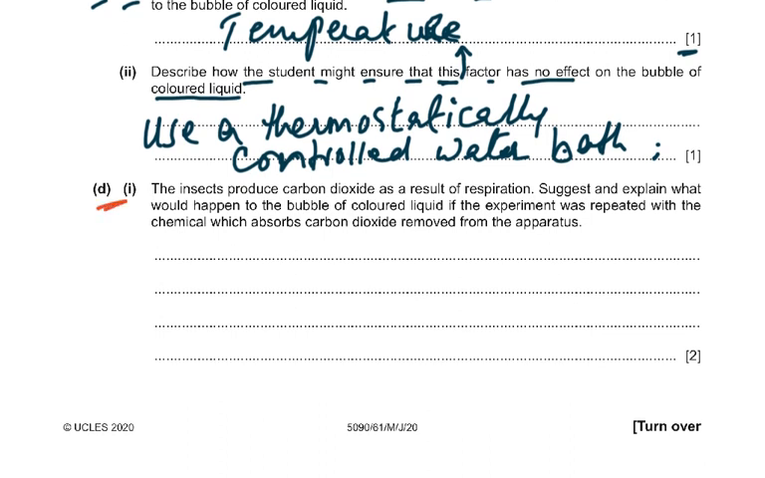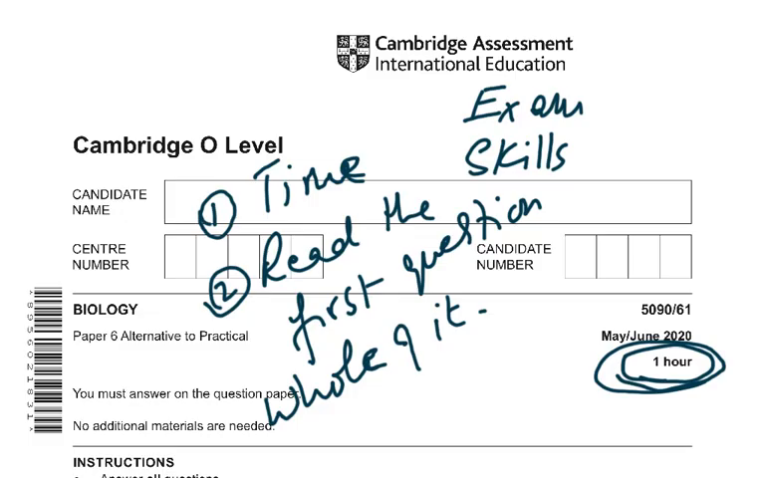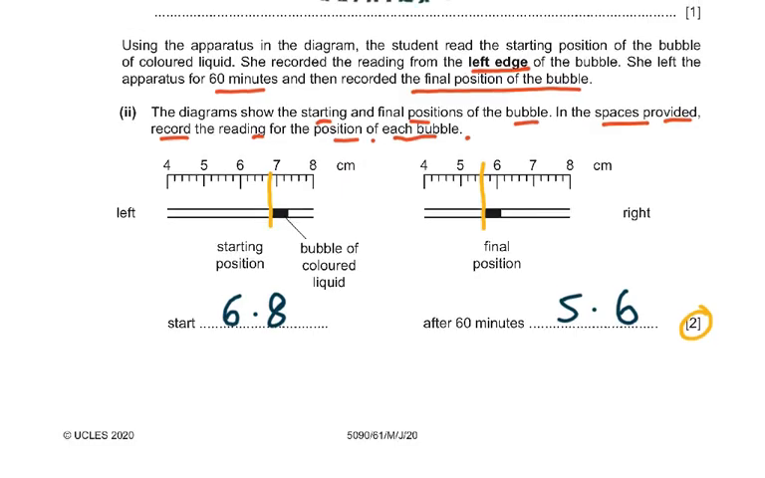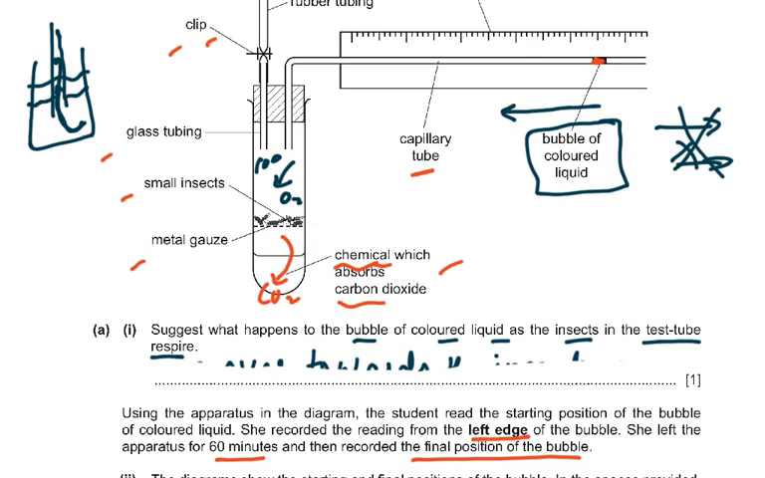Question D1. The insects produce carbon dioxide as a result of respiration. Suggest and explain what would happen to the bubble of colored liquid if the experiment was repeated with the chemical which absorbs carbon dioxide removed from the apparatus. So let's look at the apparatus again. Now, if we remove this chemical, we've removed this chemical.